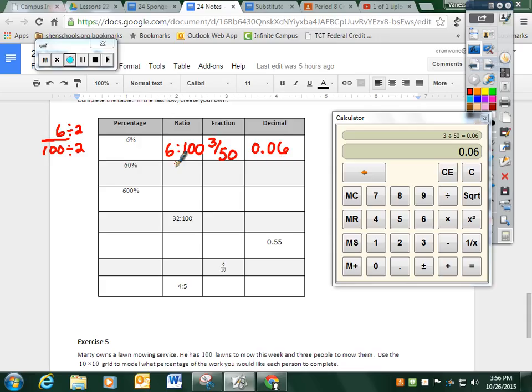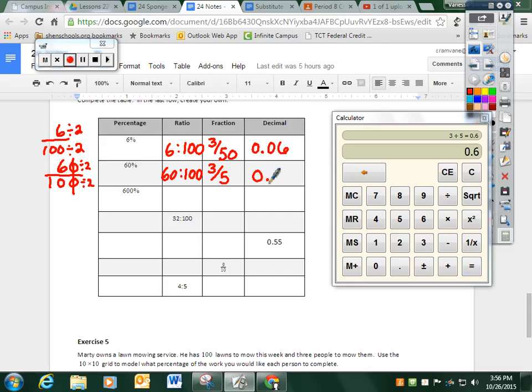It's beautiful. The next one, 60%, is 60 to 100. If I was going to simplify 60 over 100, I would line up my zeros first, and then I would divide them both by 2. That is going to scale down to 3/5. So now I'm going to do 3 divided by 5 on my calculator.